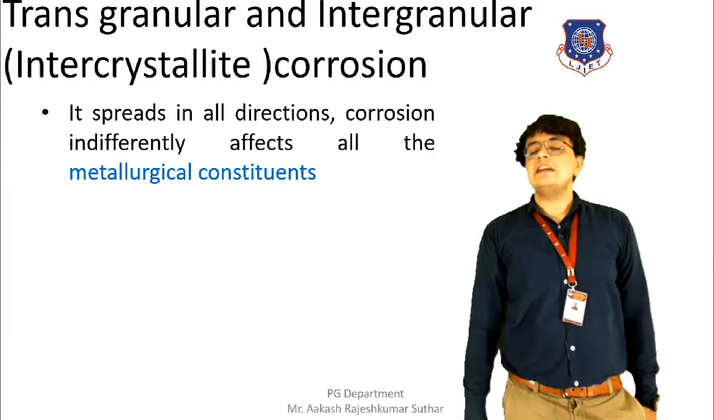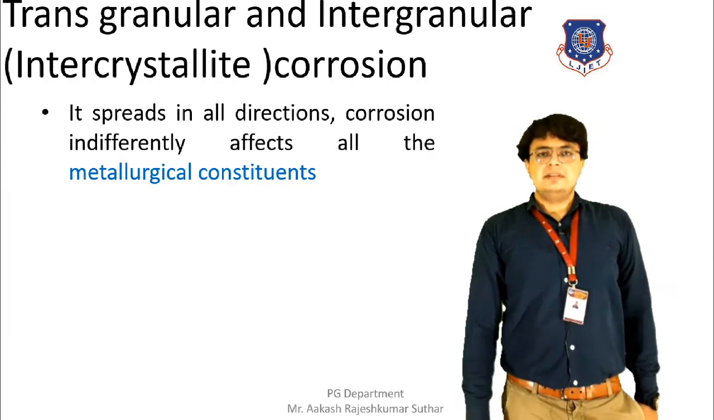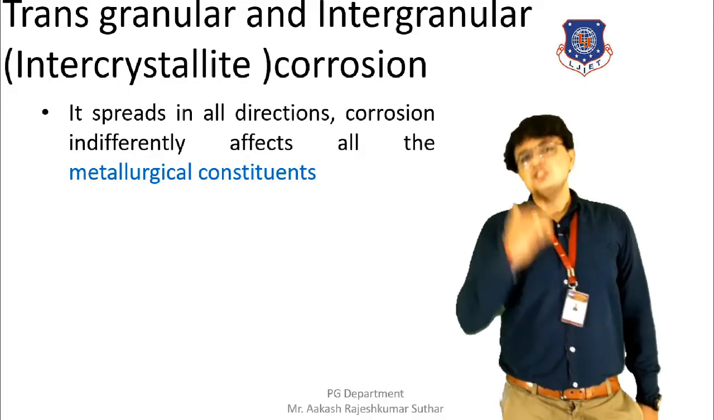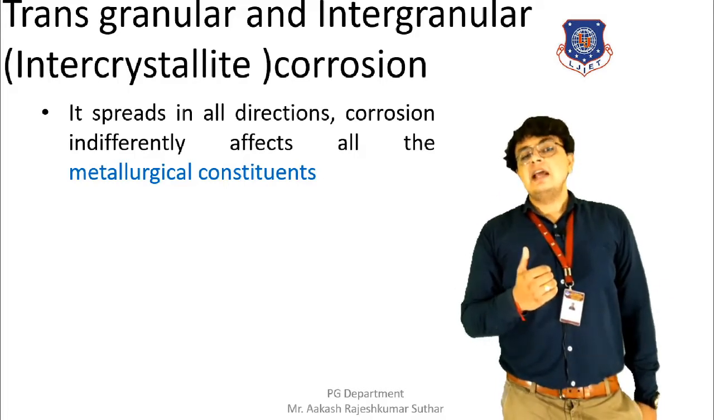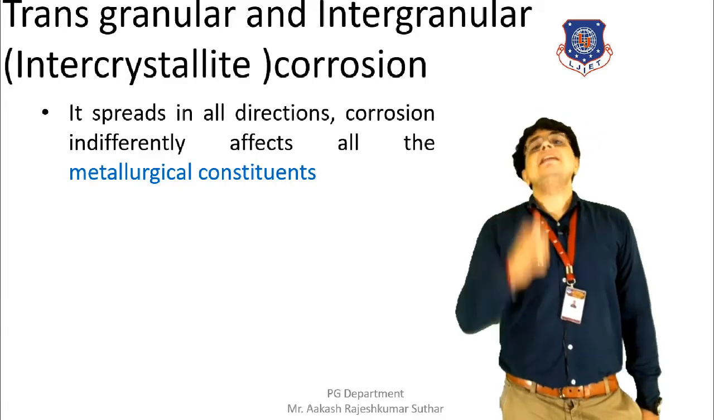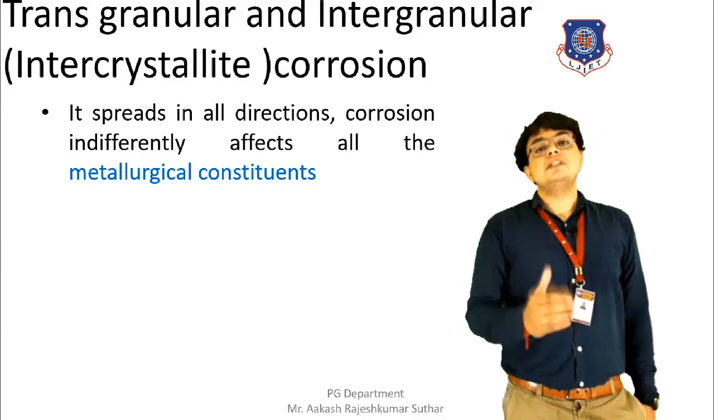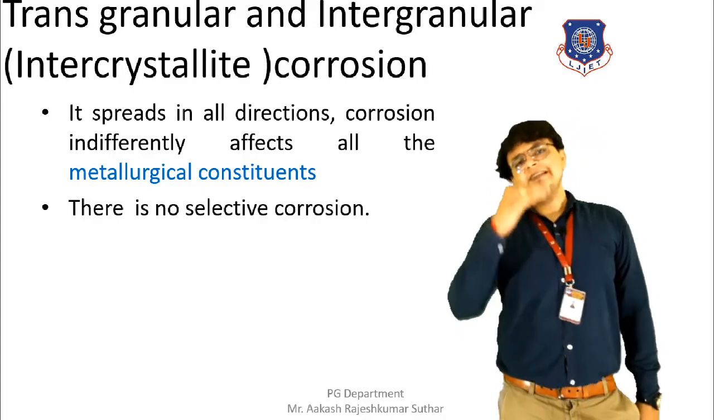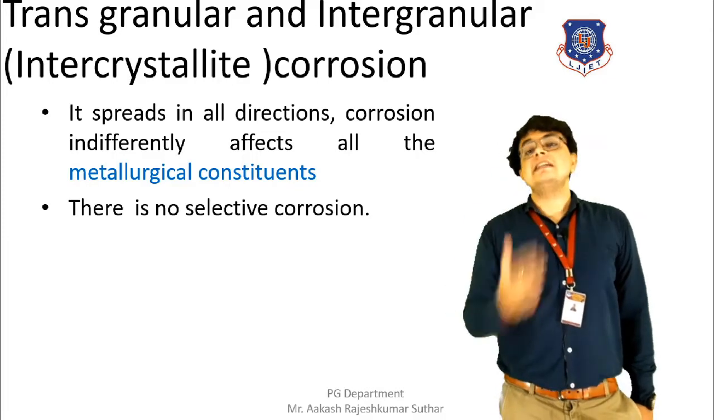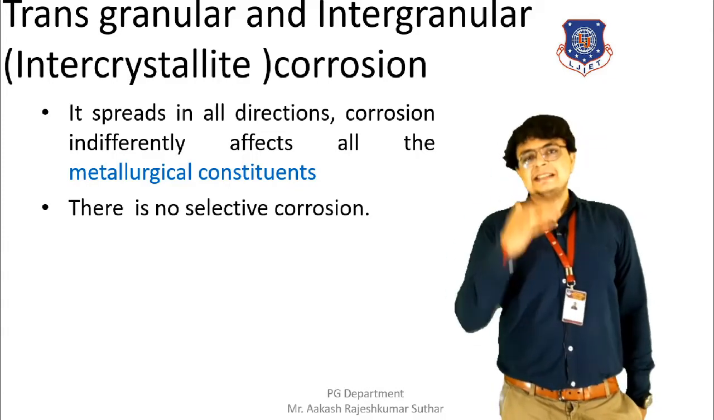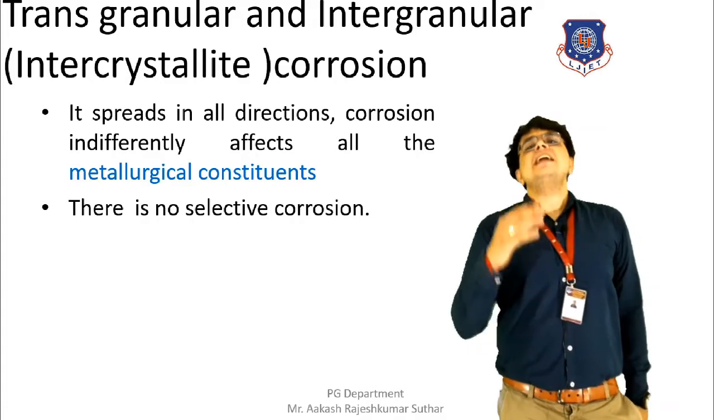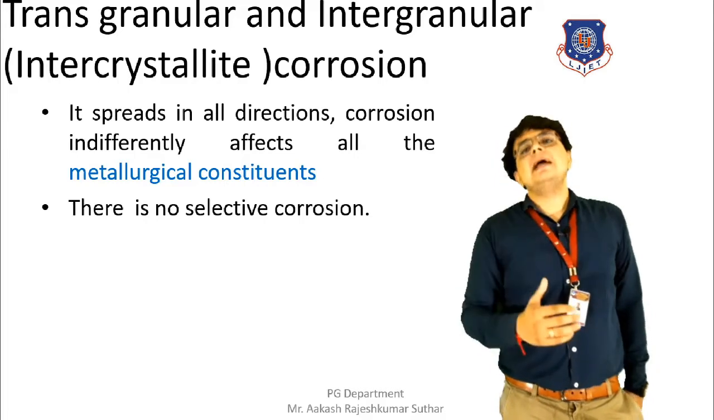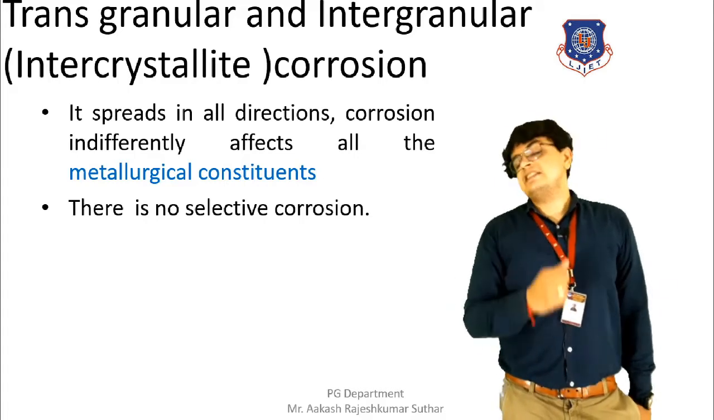or the intragranular corrosion. This is a different type of corrosion. This is spreading in all directions and it is indirectly affecting the metallurgical properties of the metal. It is not a selective type of corrosion, but the thing that differentiates it from the others is the spreading. This type of corrosion spreads in all directions. Each and every granule of the metal will be affected by this type of corrosion.